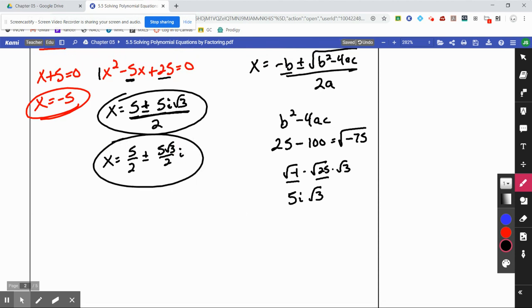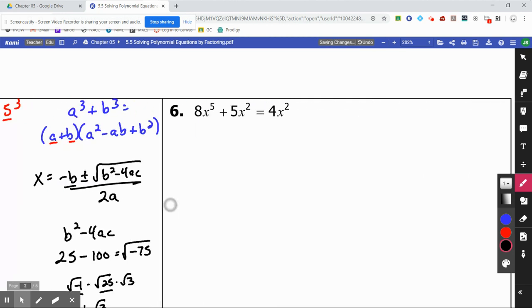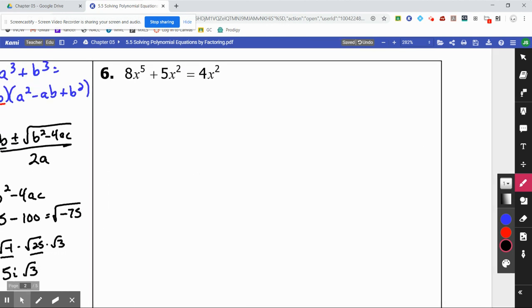So either one of those ways of writing that would be fine. Number 6, everything gets moved to the same side, so you have 8x to the 5th. When you subtract 4x squared, you now have 1x squared. Factor out what's common. Your lowest power of x is 2. You're left with an 8x to the 3rd and a plus 1.